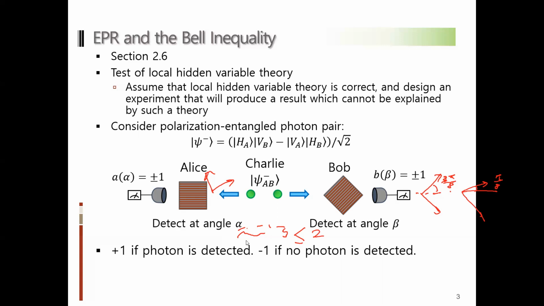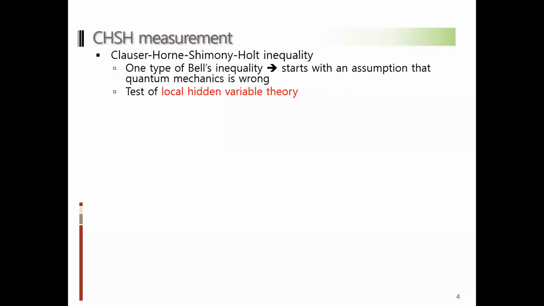In the next page, I will explain how this expression can be calculated, or how this expression is defined. Actually, there are different types of Bell inequality forms, and one of the popular forms is something called the CHSH measurement. It is just an acronym for the four people's names who came up with the idea of such a kind of inequality.